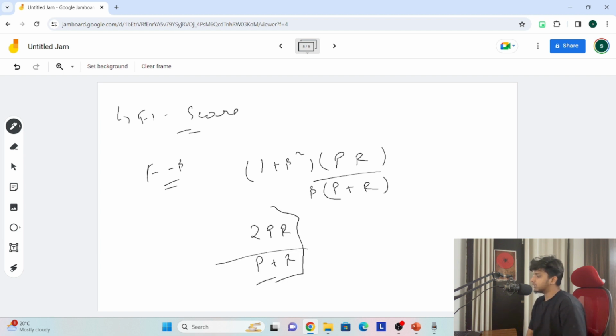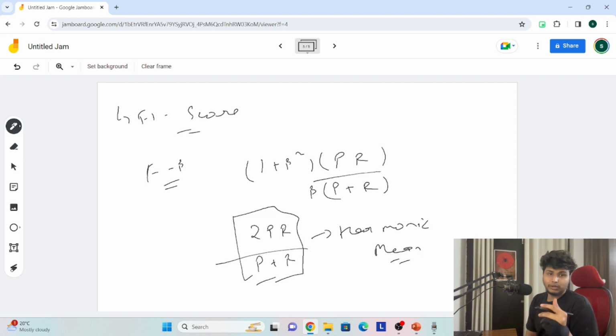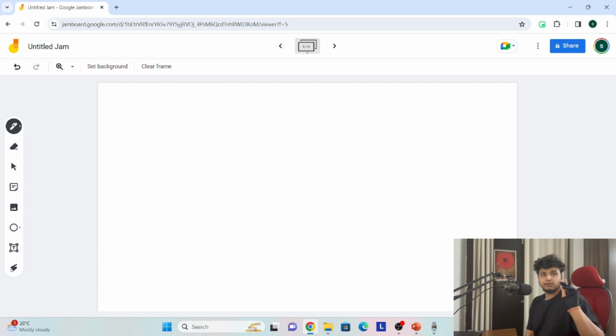If you understand this properly, this is nothing but the harmonic mean, right? You have different means in mathematics. If you remember arithmetic mean, geometric mean, there was one harmonic mean that we didn't study properly. So the F1 score is basically the harmonic mean of precision and recall. It is not that much used. It basically gives you a mixture of both precision and recall. Now I'll give you a general use case of which metric you have to use in what case.